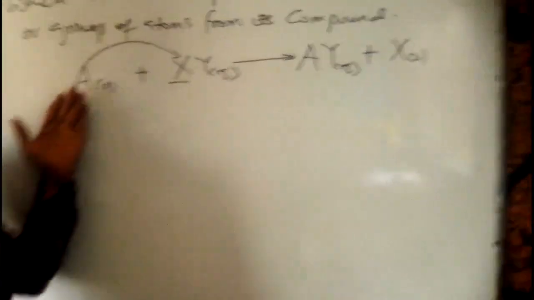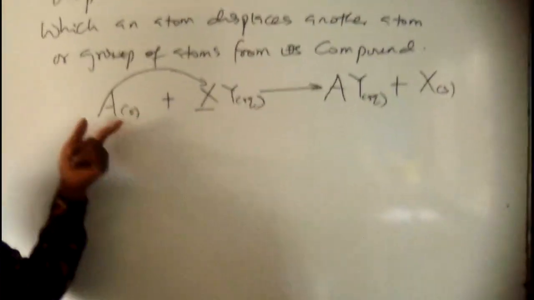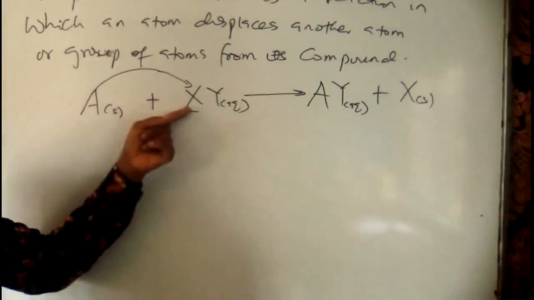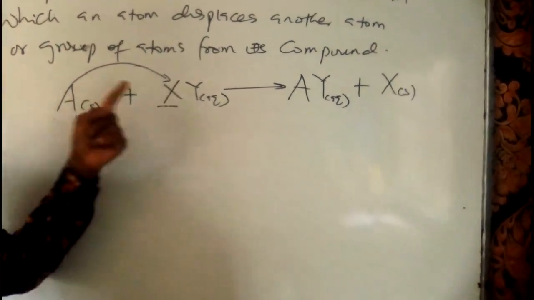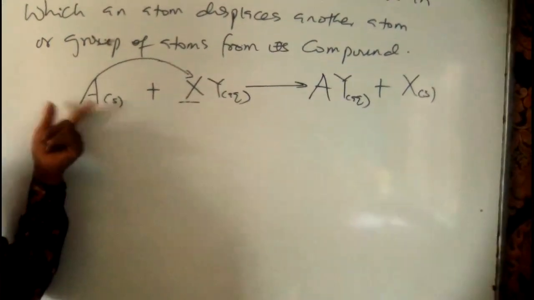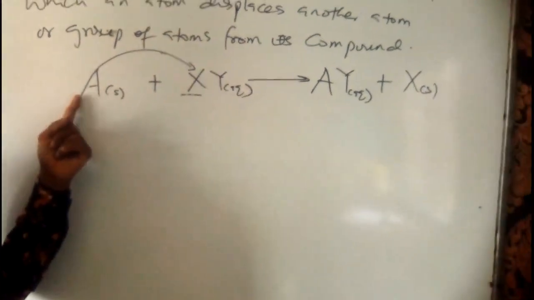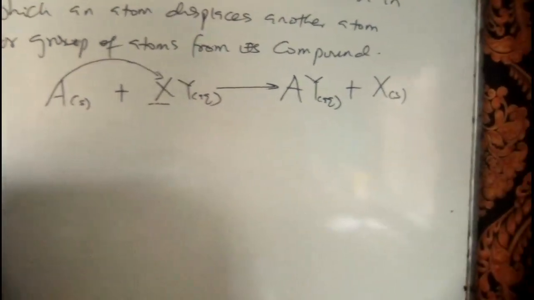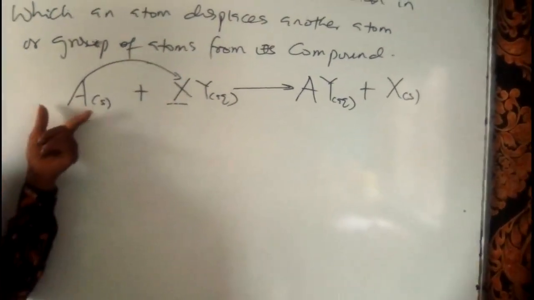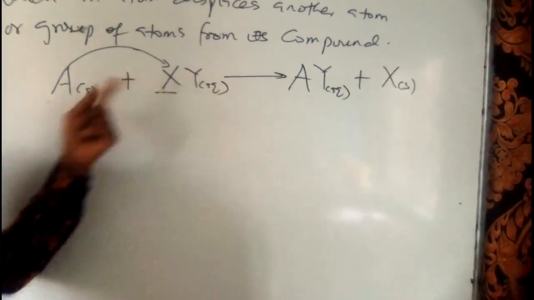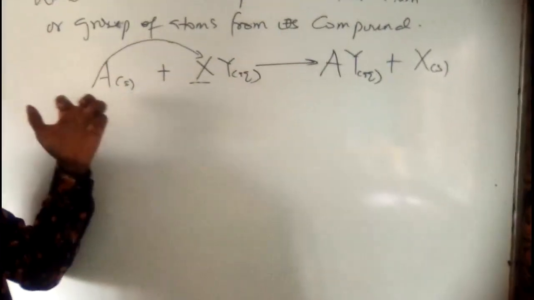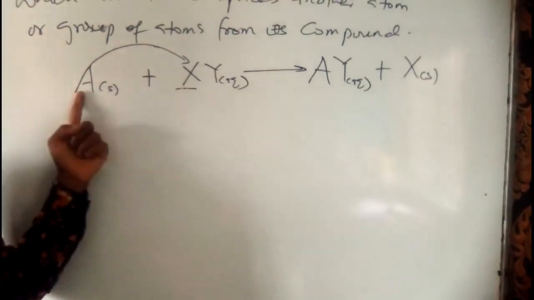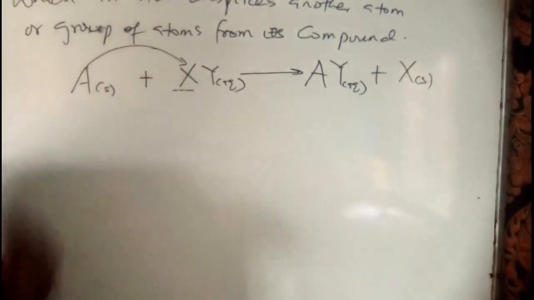So for A to displace S or to replace S, A must be more electropositive or more electronegative than S. A will be more electropositive than S if A is a metal, while A will be more electronegative than S if A is a non-metal and also S is a non-metal. So what I'm trying to say is that we need a stronger element to displace a weaker element. A weaker element cannot displace a stronger one. Rather, a stronger element will displace a weaker element. So for A to displace S, that means A is stronger or more reactive than S.